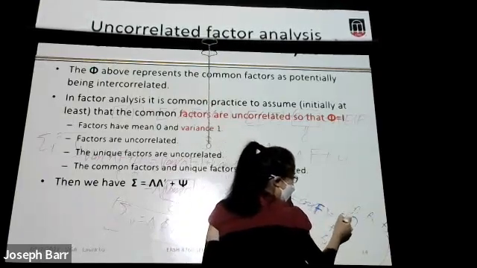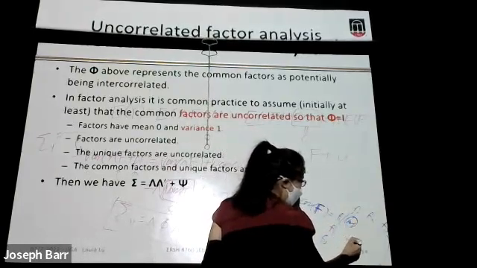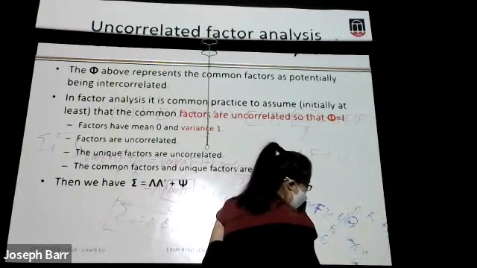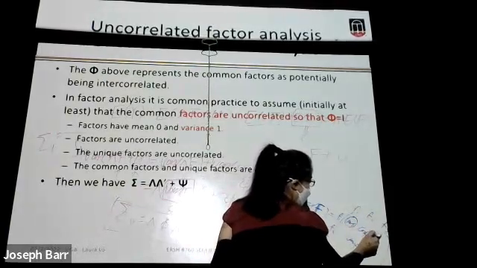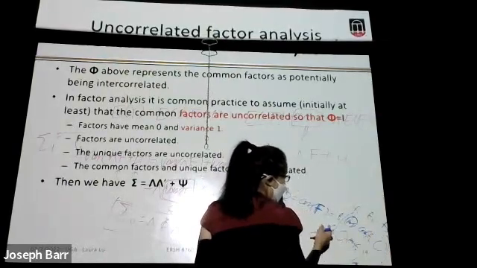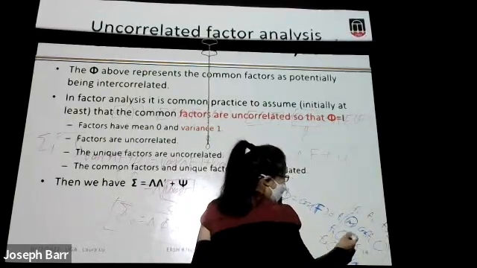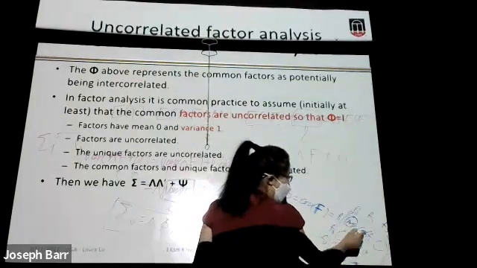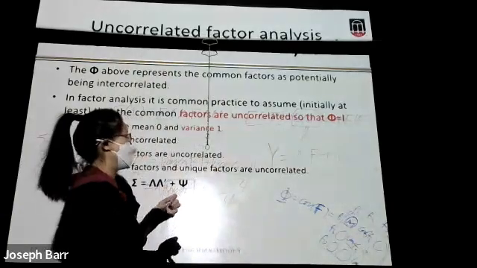This part is the variance of F1. This part is the variance of F2. This is the variance of F3. And this is the covariance between F1 and F2. This is the covariance between 1 and 3. This is 1, 2. This is 1, 3. This is 2, 3. So inside of the phi, all of these are variances or covariances among those factors.